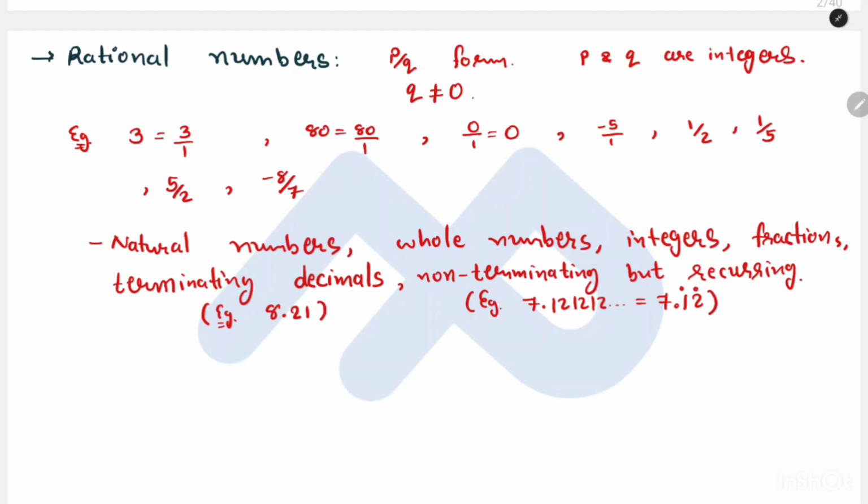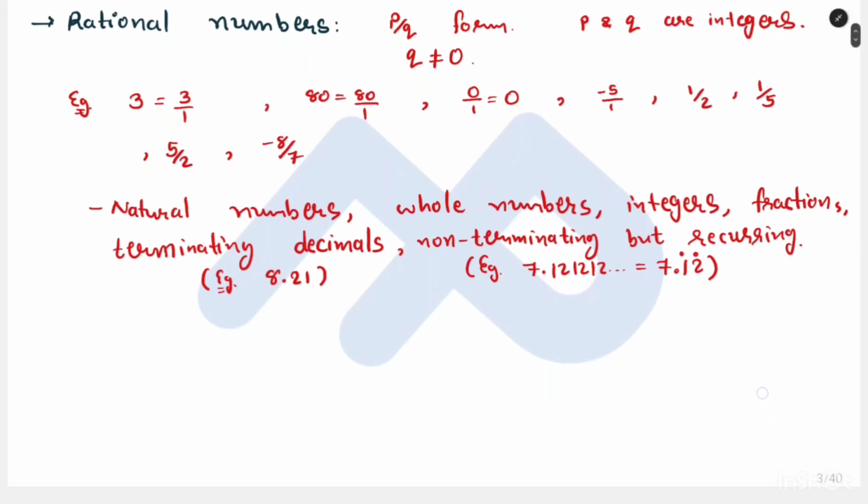So they are also rational numbers. You can also convert them into p by q form, but how to convert them into p by q form, that we'll see in, I think, the 7th or 8th chapter. But right now just make sure that whenever you see any non-terminating but recurring kind of decimals, they are rationals. Okay, but the third kind of decimals, which are non-terminating and non-recurring, they are not rationals. They are covered in irrational numbers.